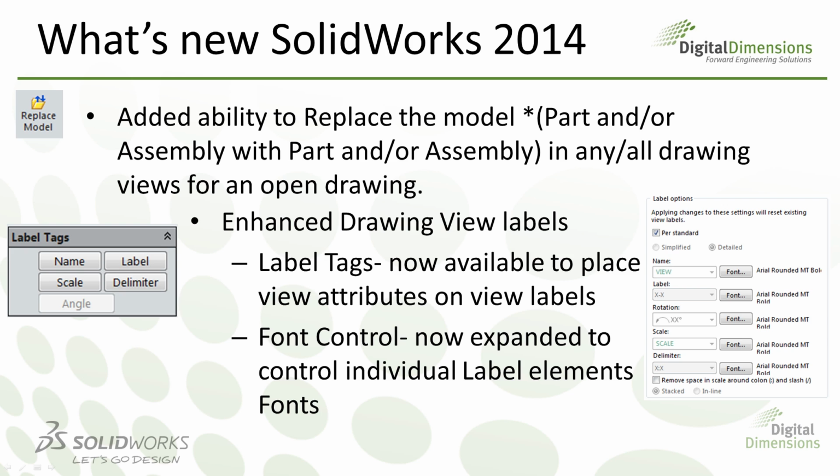In addition to this, we now have specific font control over each element of our view labels. So for example, you can set a specific font for the view name. You can set a specific font for the view label. So detail could have a font, A-A could have a separate font, and then you could have the scale in a separate font, and then the scale 1 to 5 in yet another font. So this gives you expanded control over each element within the drawing view labels.